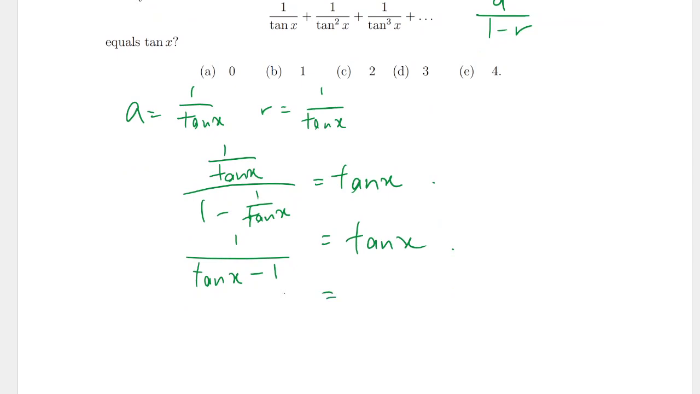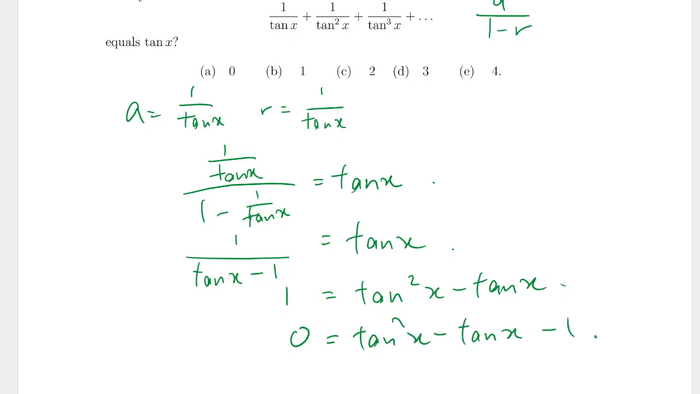So far so good? And then now you solve the rest, basically. So now you can go 1 equals tan squared x minus tan x. Which gives 0 equals tan squared x minus tan x minus 1. Okay, so this is unsolvable, right?